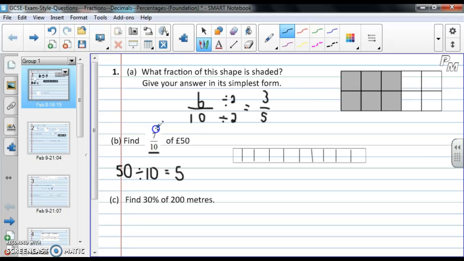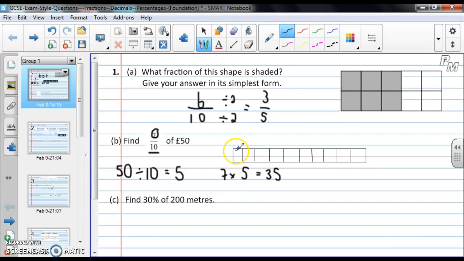Now, if I have 7 of those groups, I have 2 different ways I can do that. I can either use repeated addition or I can use multiplication. If I use multiplication, I'm going to do 7 times 5, which is going to give me 35 pounds. That's going to be my final answer.